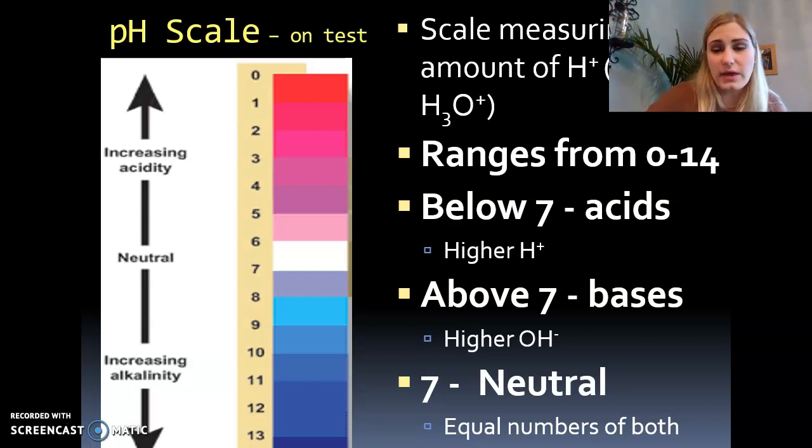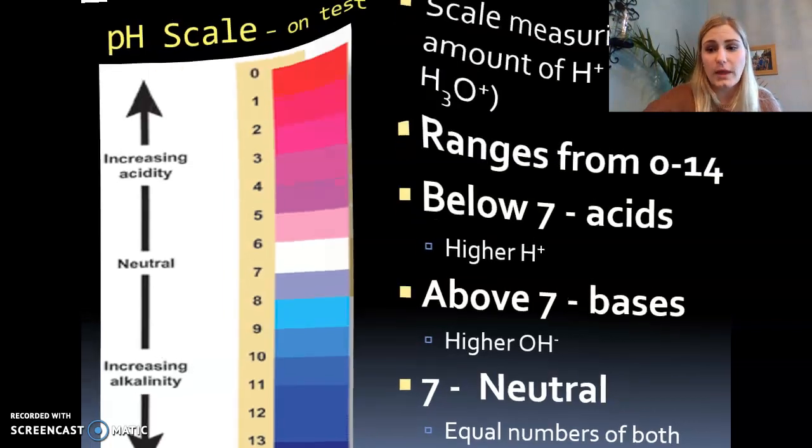The scale is measuring the amount of hydrogen ions. It's really hydroxide ions, but hydrogen ions. And it ranges from 0 to 14. Below 7 is acids. Above 7 is bases. 7 is neutral. You gotta have this down. There's no excuse for not knowing it now.